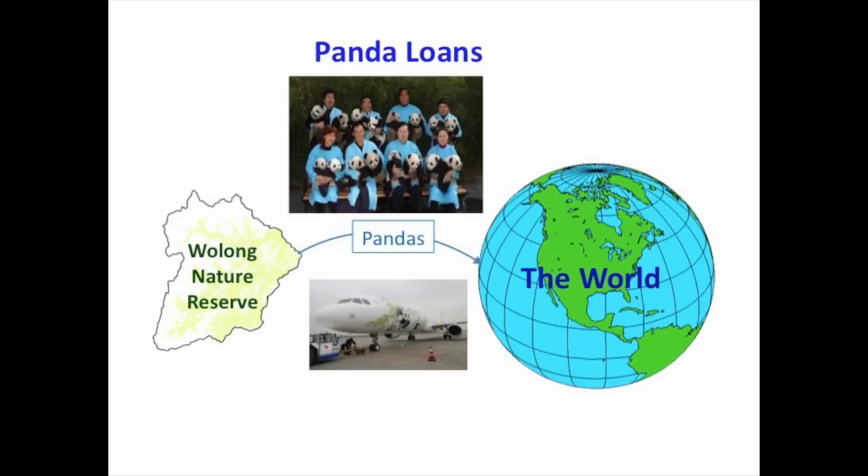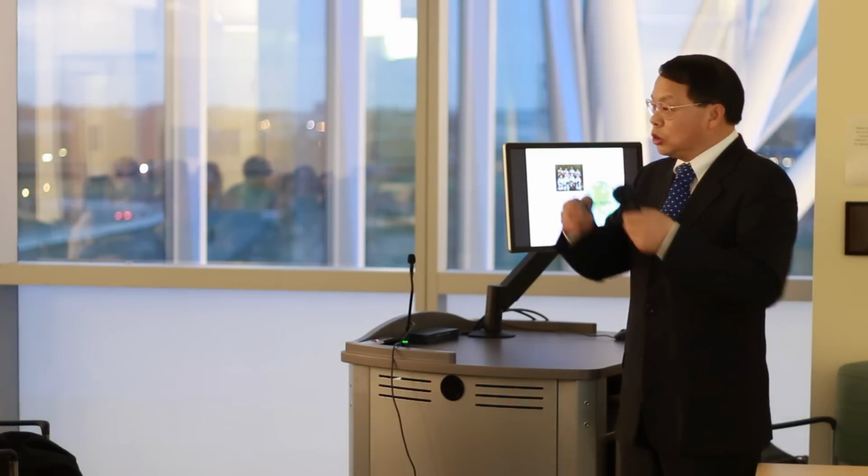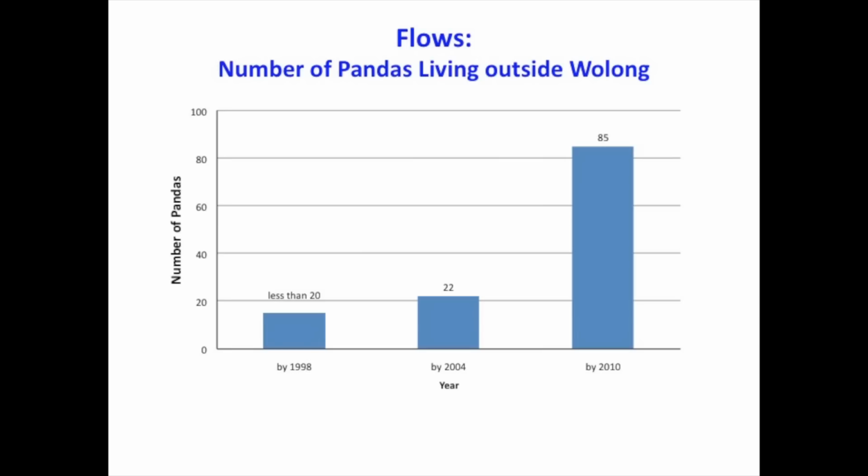One example is panda loans. Inside the reserve, there is a breeding center to produce pandas. A very successful breeding program. In 1 year, they had 16 baby pandas, all survived. And when you have more pandas within the reserve, some of the pandas were sent out to zoos inside China and in other countries, like in the US too. So over the years, the number of pandas living outside of the reserve has increased substantially, 4 times as many in 2010 compared to 1998.